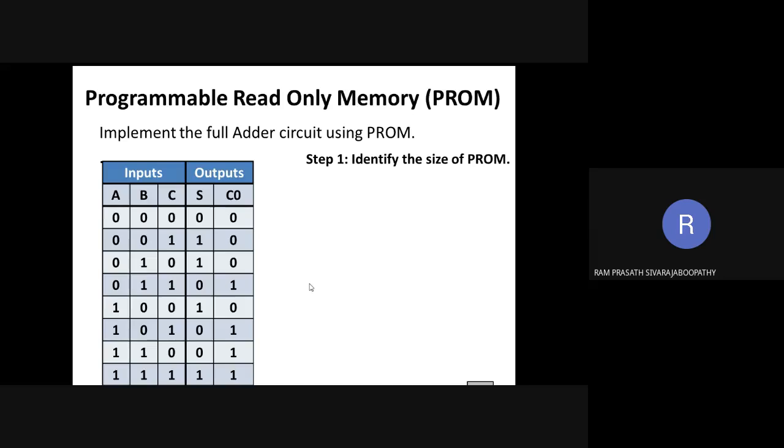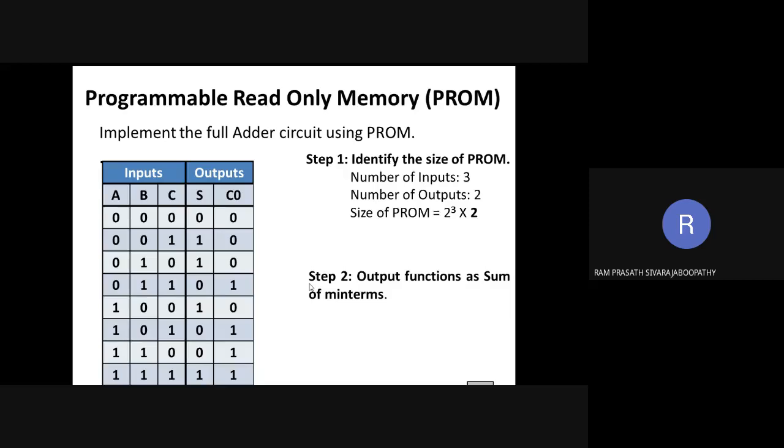Yes, very good. 8 cross 2 is the correct answer, Srikari Jivita. We will be having 3 inputs and 2 outputs, so 2 power 3 into 2, which is 8 cross 2. Then step 2: output function as sum of minterms. Kindly type it in the chat. What is the function for S and C naught?